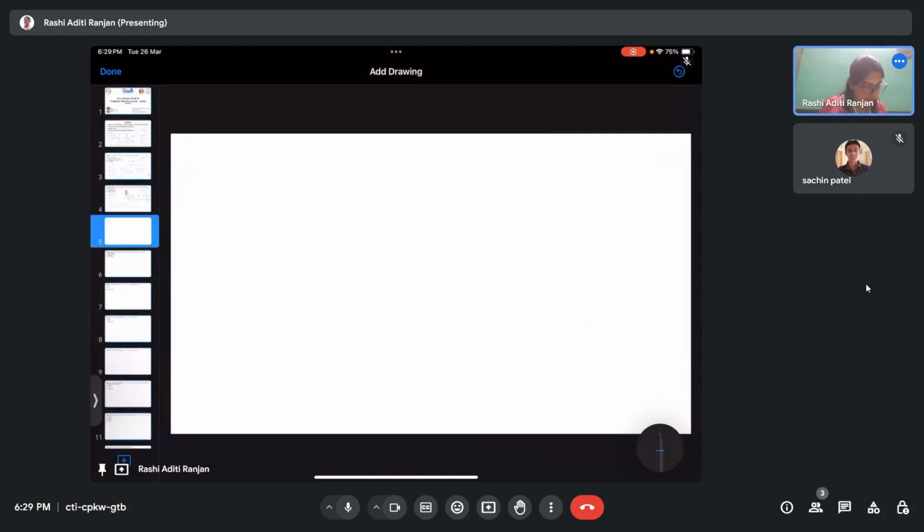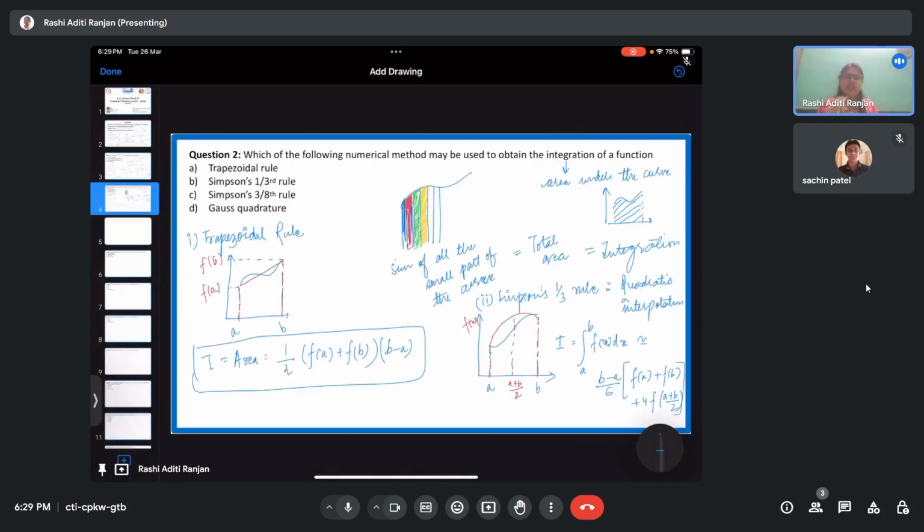See, if I have 3 data points, then what is my h over here? I have divided b minus a into 2 parts. Right. I've divided it into 2 parts. So my h is going to be what? My h is going to be b minus a by 2.